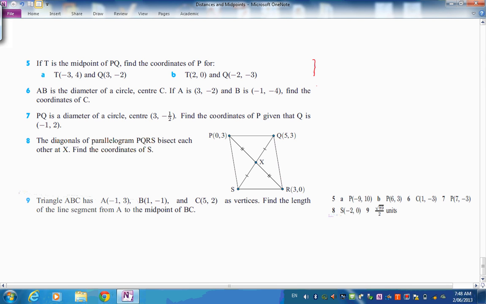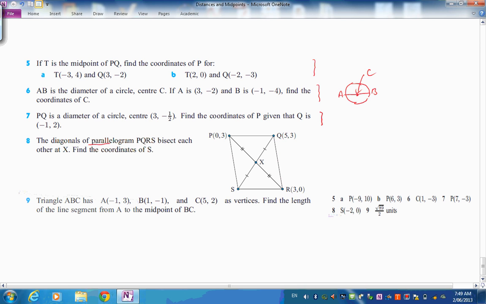AB is the diameter of a circle, centre C. If A is at B, find the coordinates of C. Or do you know some geometry? What's the relationship of the centre of a circle to the diameter? That might have something to do with it there. So you think about, how can I use my stuff here now to do that? Oh, well, somewhere in here is C. Think about that one. And here's another one, of course. If PQ is the diameter and you've got the centre, there might be a bit of a backtracking one there.